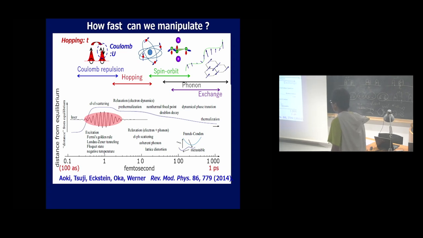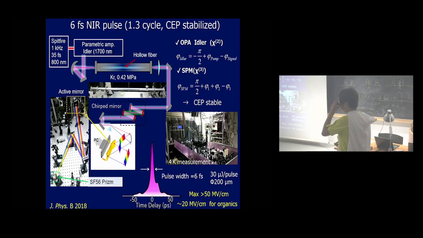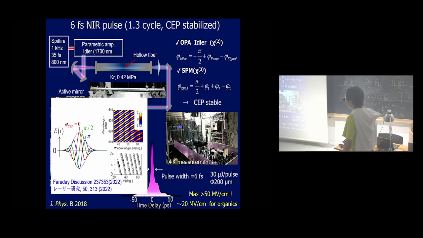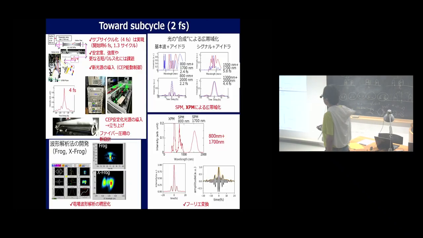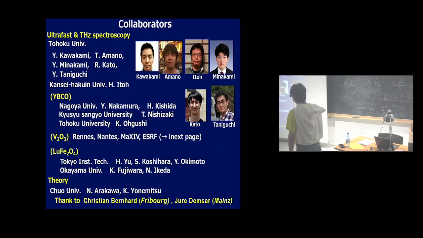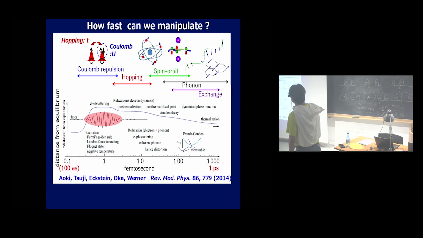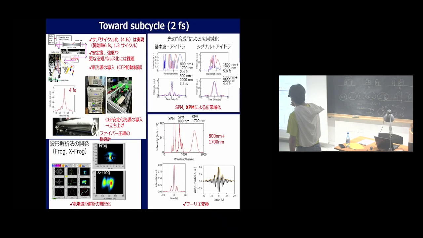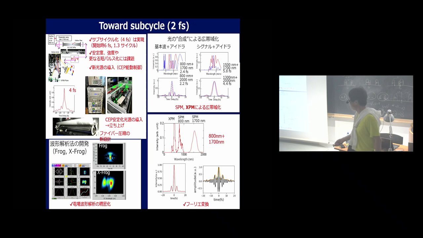To capture these time scales, we have developed a several-femtosecond, carrier-envelope-phase-stable light source. And now we continue to develop shorter pulses toward the one-cycle, 2 femtosecond regime by using the technique of light synthesis.